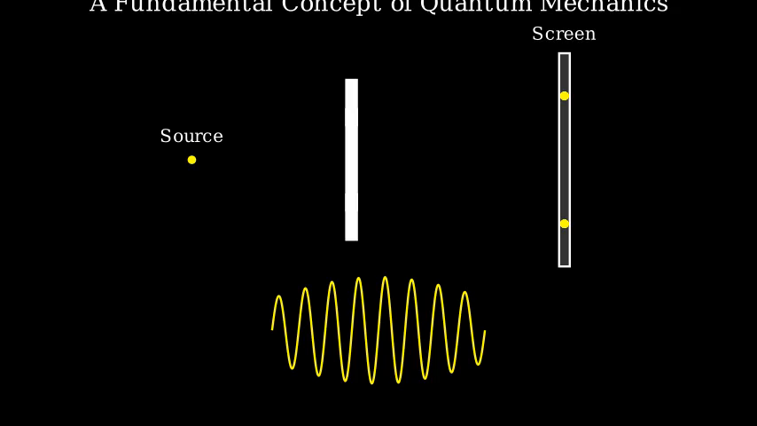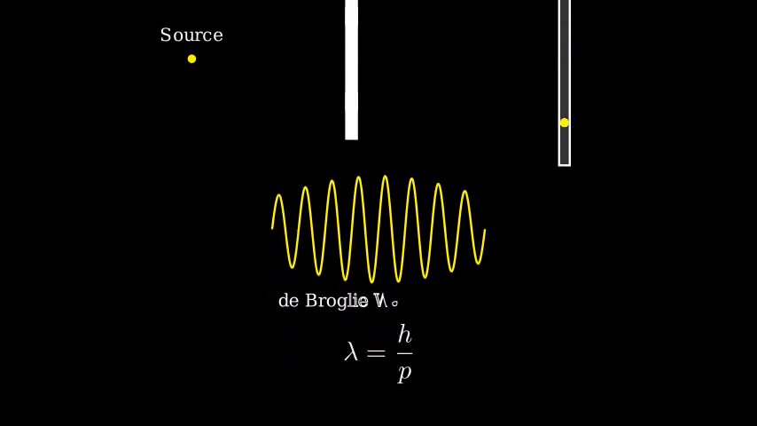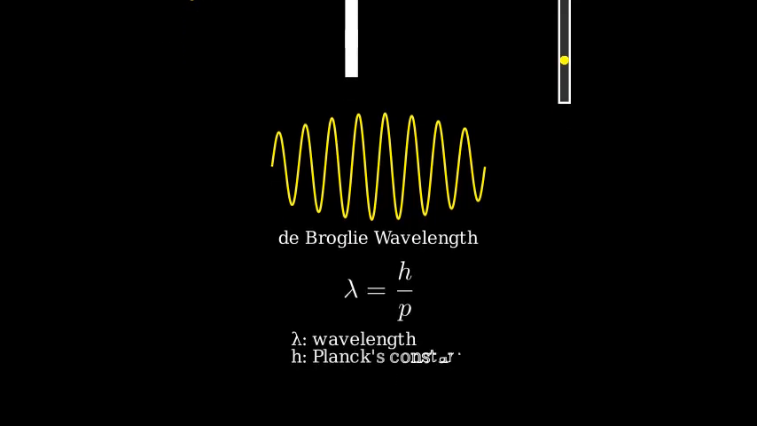This wave-like behavior is described by the de Broglie wavelength equation. Lambda equals Planck's constant h divided by momentum p. This means that every particle has an associated wavelength, which becomes shorter as the particle's momentum increases.